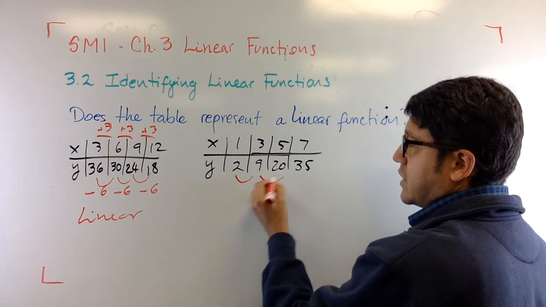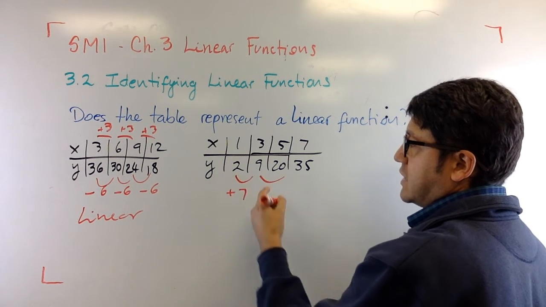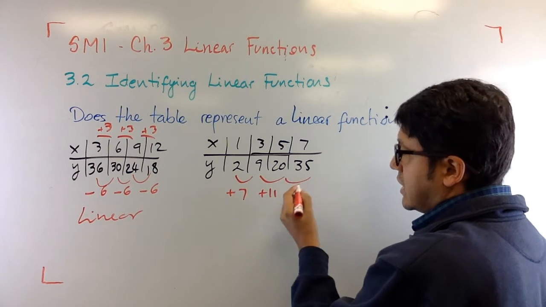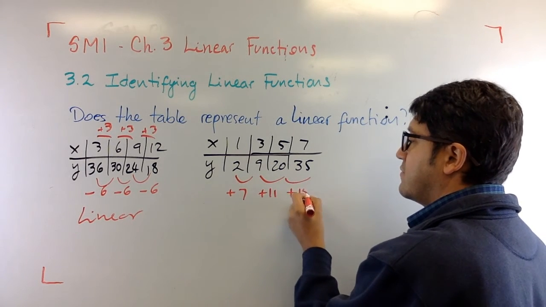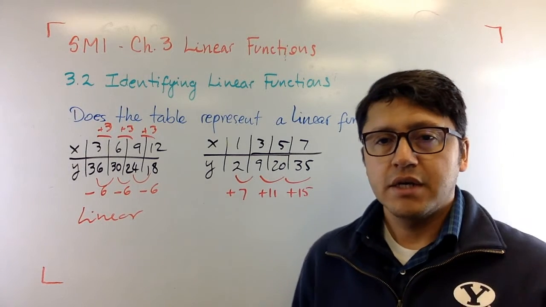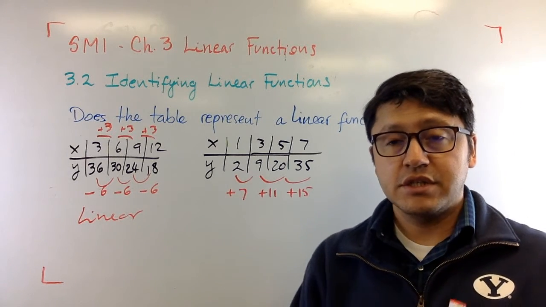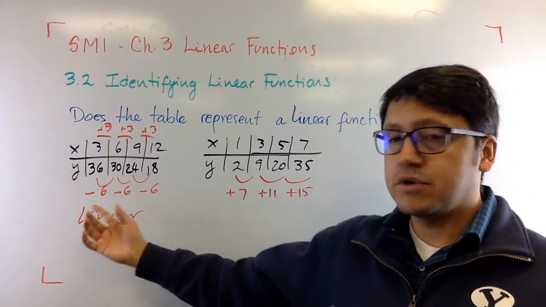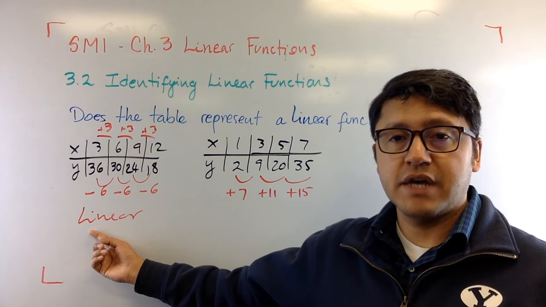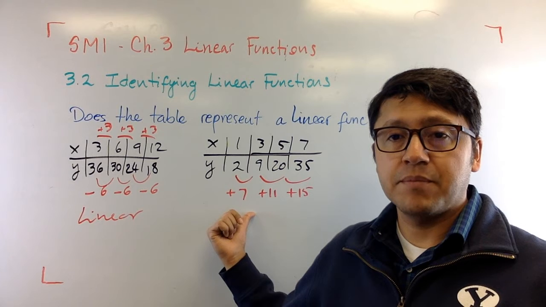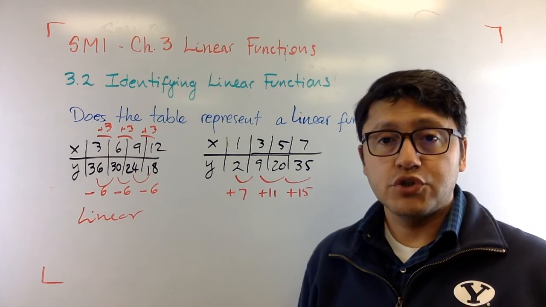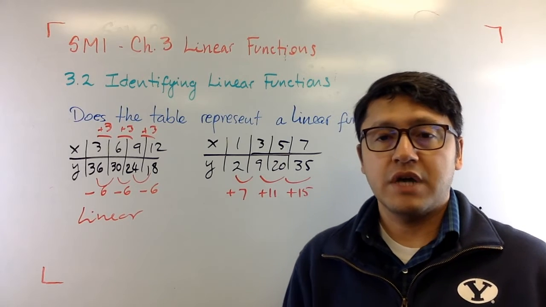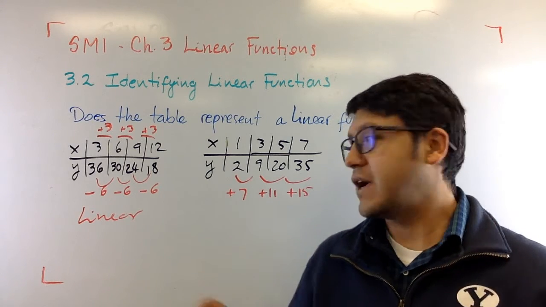Here we have from 2 to 9 plus 7, from 9 to 20 plus 11, from 20 to 35 plus 15. All right. So as you can see, these increments are different every time. And if you compare it to the first exercise, now it's not the same. It's changing. So when that happens, it has a specific name, but at this point in time, we're just interested in identifying the linear one.